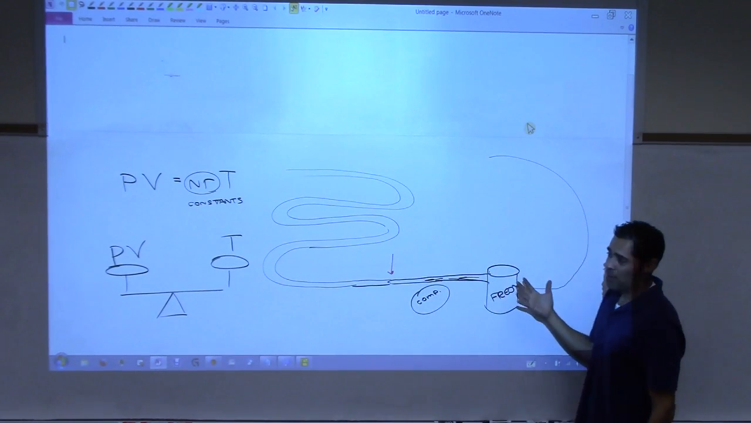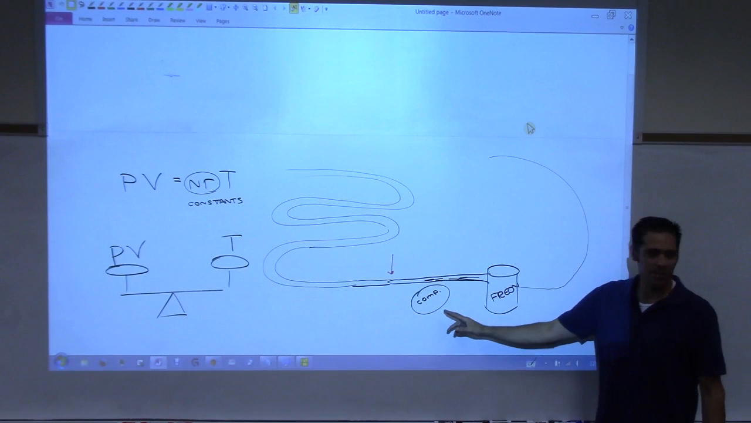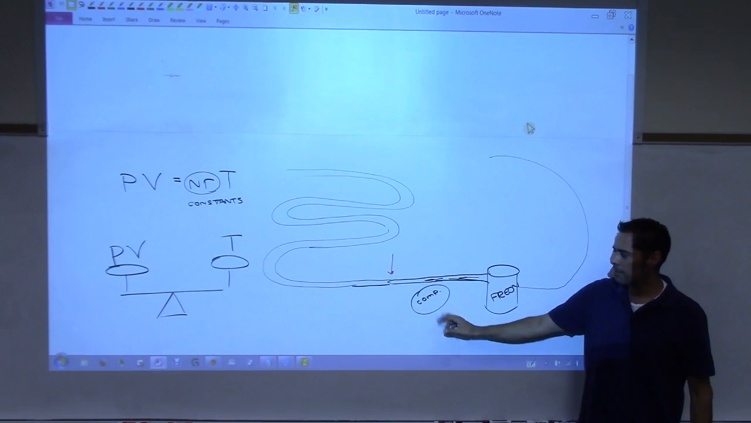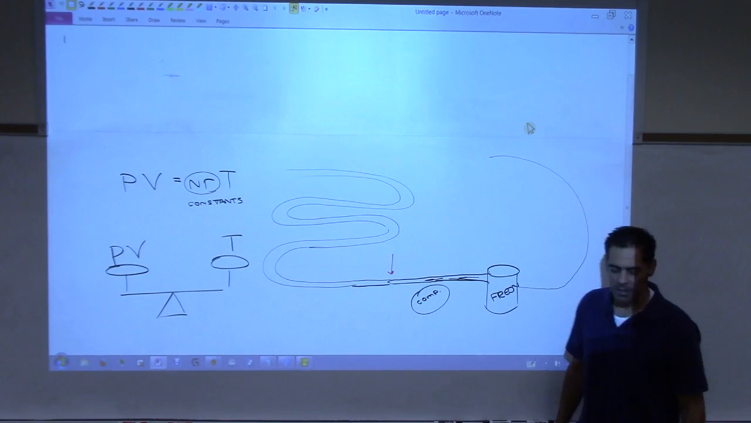So it looks like it's free cold air, but where's the energy required to do this? You got to run the compressor, right? That's the critical piece. If you can't compress it, it's not going to cool anything down.